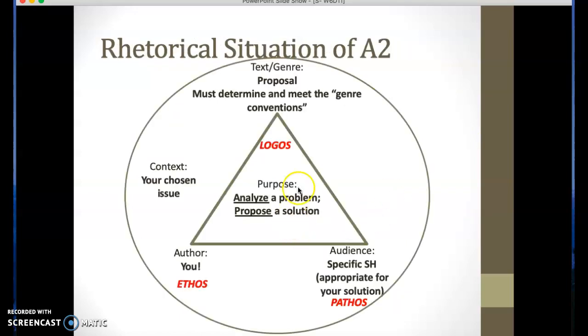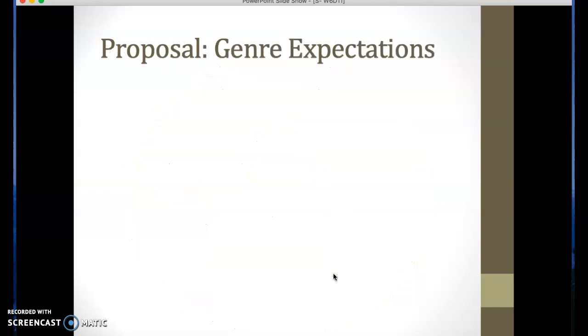We also, the logos are found in how well your proposal meets the specifications of a proposal and the genre conventions of it. And then your pathos are all specific to your stakeholders. So, you know, it's your stakeholders' beliefs, values, and emotions about whatever it is that you've chosen to write about. So these are all factors that we want to keep in mind as we're working on this assignment.